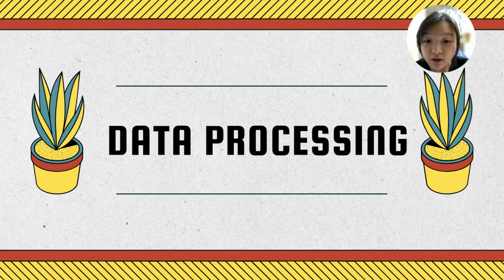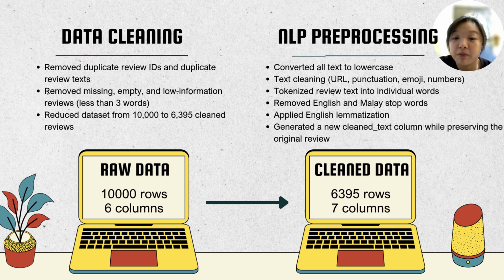After getting the raw data, we will now proceed to data pre-processing, where we process the data into a usable format so that it can be used for later analysis. This stage consists of 2 parts: the first is data cleaning, followed by NLP pre-processing. During data cleaning, duplicate, missing, and empty reviews are removed, and reviews containing fewer than 3 words are also removed to improve the overall data quality. As a result, the dataset was reduced from 10,000 rows to 6,395 rows.